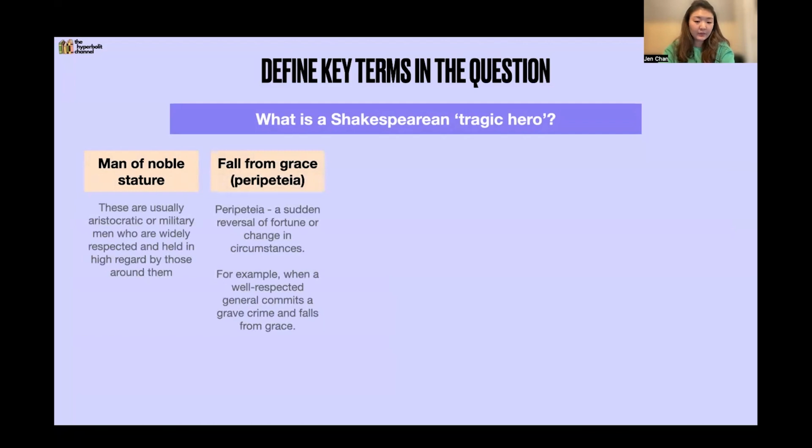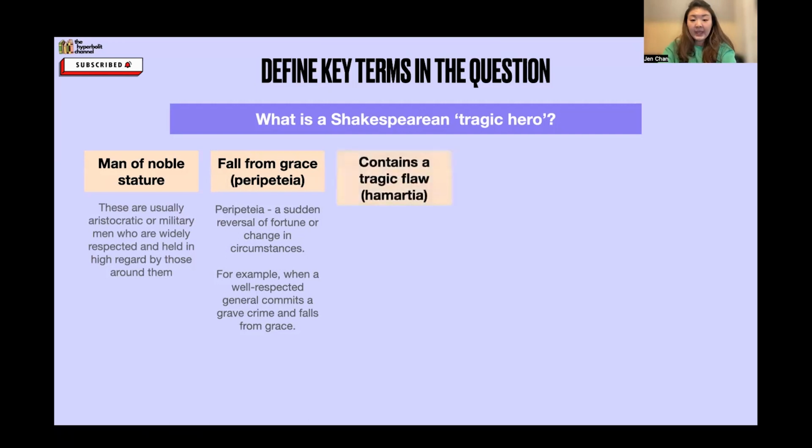This fall from grace is an example of what we call peripeteia, which is a dramatic term for a sudden reversal of fortune or a change in circumstances. So, for example, when a well-respected general commits a grave crime and he suffers a fall from grace. Another example would be Othello, who starts the play being a well-respected general, but then of course he goes on to give in to his jealousy, commits a crime of killing his wife, and as such suffers this fall from grace.